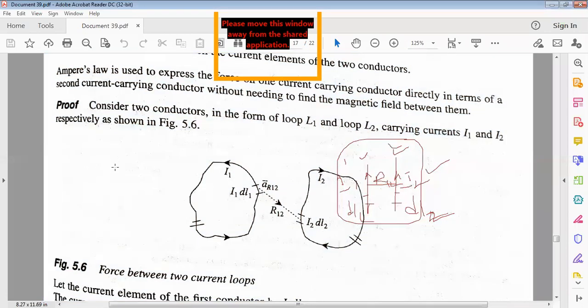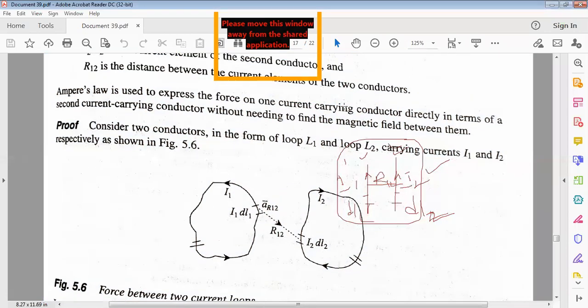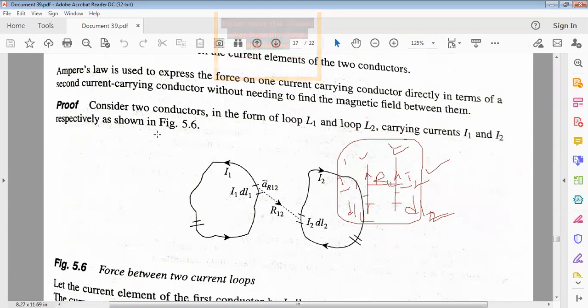Ampere's force law is used to express a force on one current carrying conductor directly in terms of a second current carrying conductor without knowing any magnetic field between them. When two conductors are in the form of loops L1 and L2, these two conductors are formed as two loops. This is one current carrying conductor and this is the other current carrying conductor, 1 and 2. These two current carrying conductors carry currents I1 and I2.